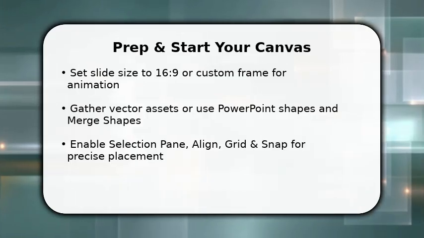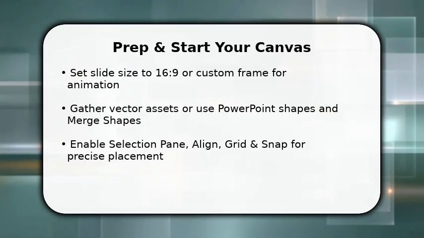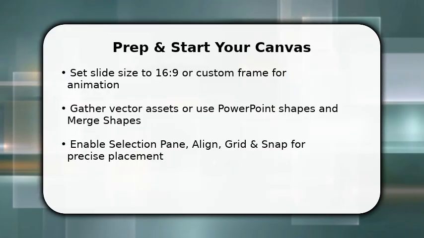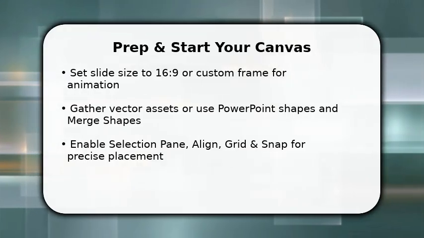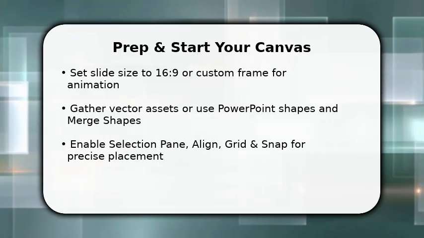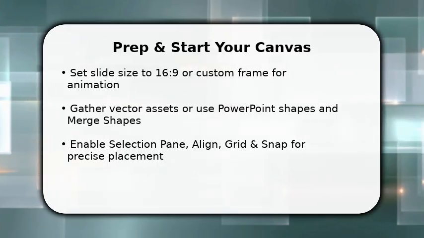You'll begin by preparing a consistent canvas. Set the slide size to 16:9, or your target frame, and lock guides. Next, import or create vector-style assets using shapes and merge shapes so they scale cleanly. This avoids pixelation when you animate.